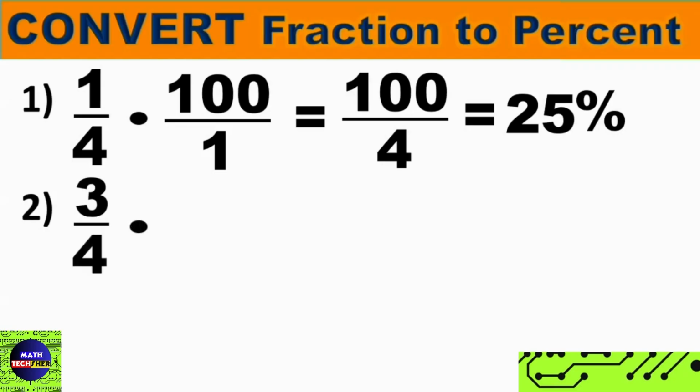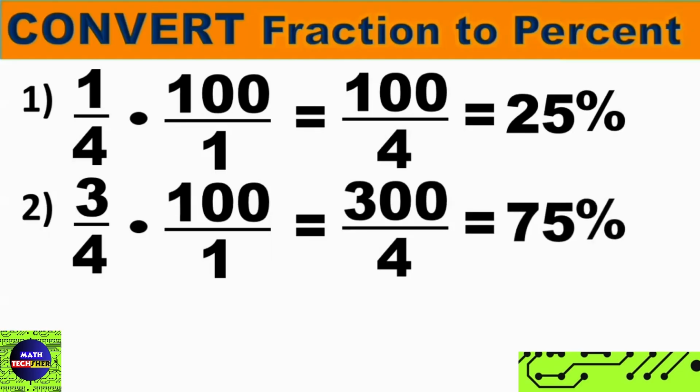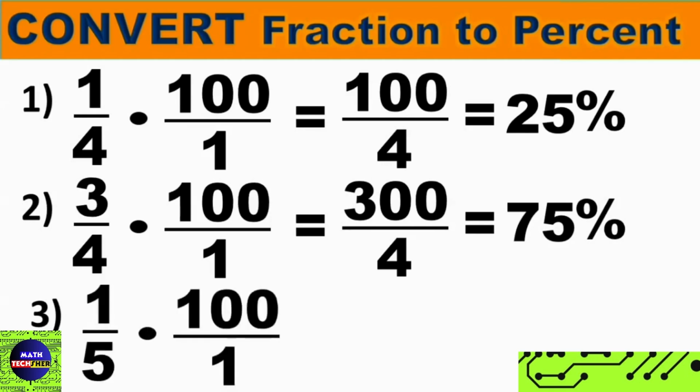Next, number 2. 3/4 times 100 over 1. So, 3 times 100 is 300. 4 times 1 is 4. And then, 300 divided by 4, the answer is 75%.